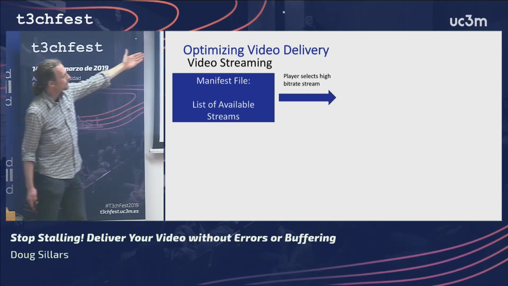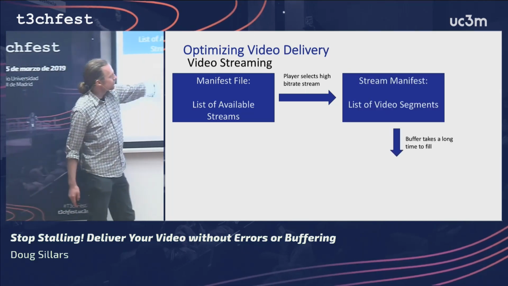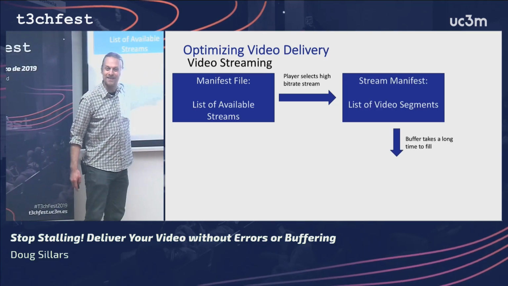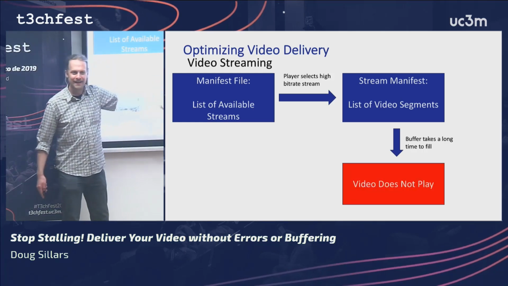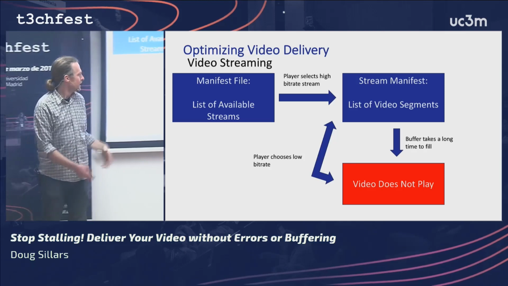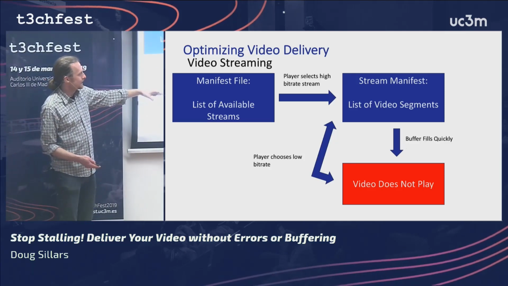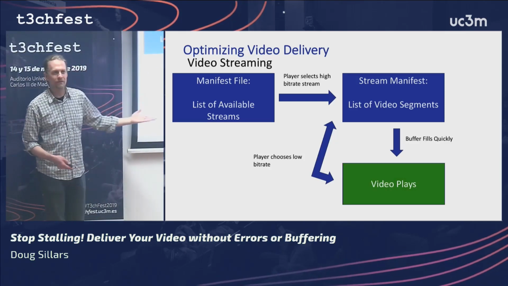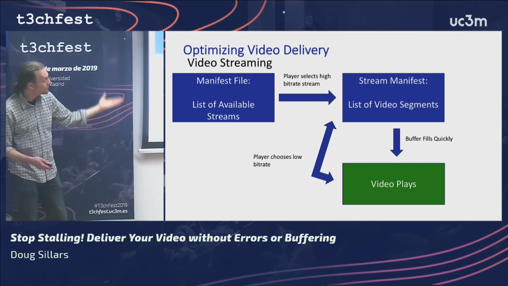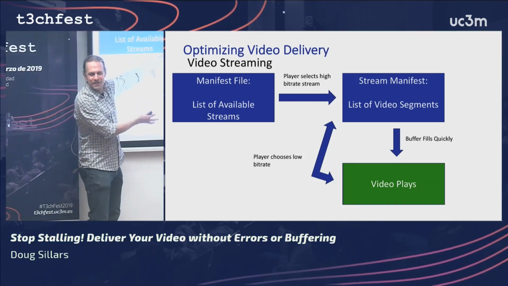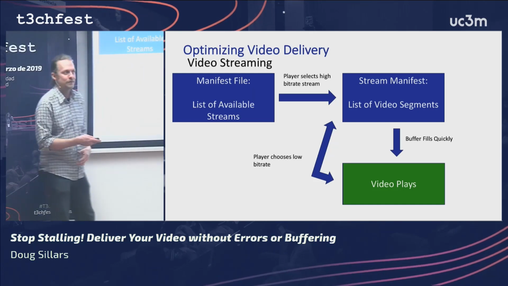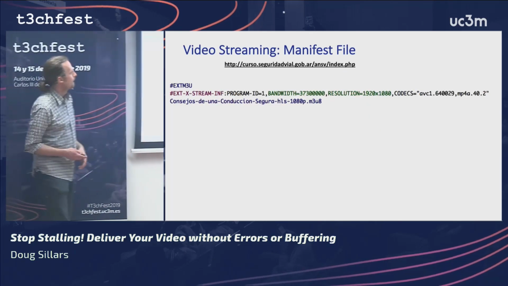What happens if it picks that high bit rate stream? It tries to start downloading that 37 megabit per second stream. It takes forever, and the player knows it can't wait forever, so it chooses a different bit rate. The buffer starts filling up, and the video starts playing, right? So that's what's supposed to happen, but we added this whole step of congestion beforehand, which is going to slow down the video startup, which is bad.